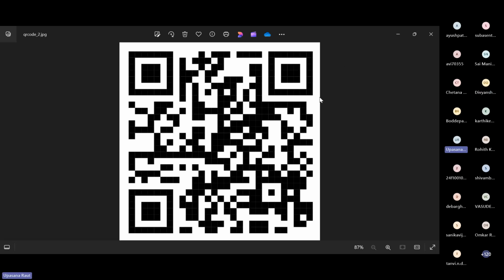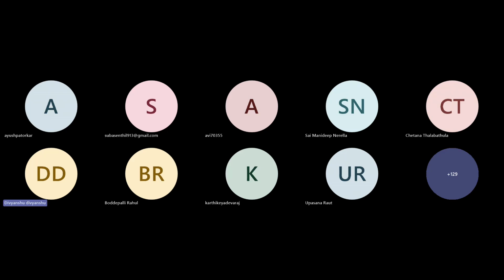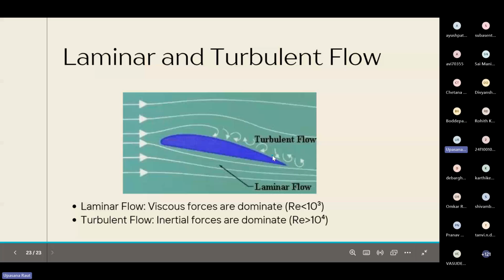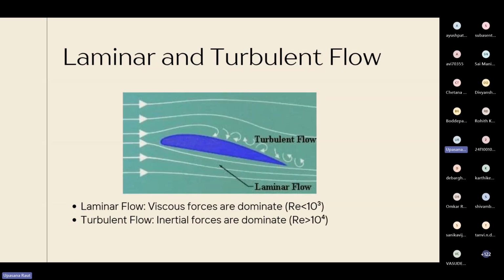Okay, so I'll be continuing now. A little bit of the topic is left. So again, if the Reynolds number is less than 10 to the power of 3, then the flow is considered to be laminar flow. In this flow, the flow is dominated by viscous forces, and the flow is parallel, and all the parameters like velocity and pressure are predictable. It can be calculated easily.